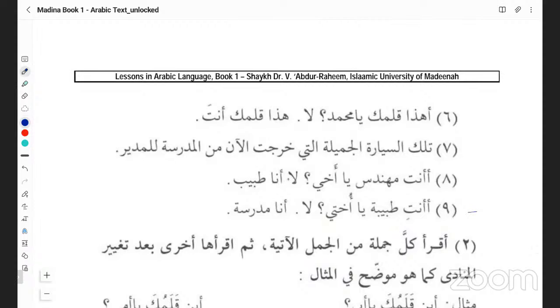أهذا قلمك يا محمد؟ لا، هذا قلمك أنت. تلك السيارة الجميلة التي خرجت الآن من المدرسة للمدير. أأنت مهندس يا أخي؟ لا، أنا طبيب. أأنت طبيبة يا أختي؟ لا، أنا مدرسة.